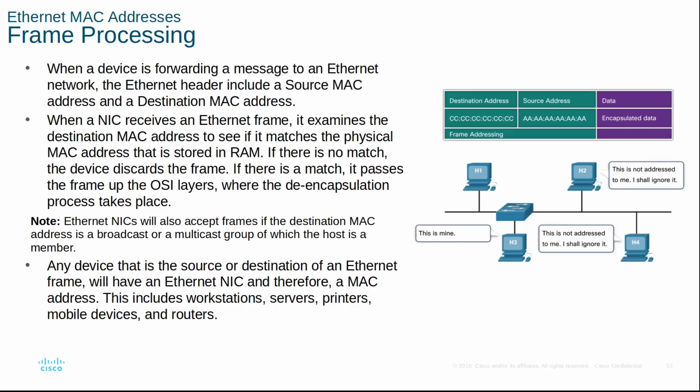Now, a note on this. NICs will also accept frames. There's a broadcast and multicast MAC address, so they'll accept those frames as well. Now, any device that is the source or destination of a frame will have a NIC, so it has to have a MAC address. This means workstations, servers, printers, mobile devices, routers. Every piece of networking equipment has a MAC address.